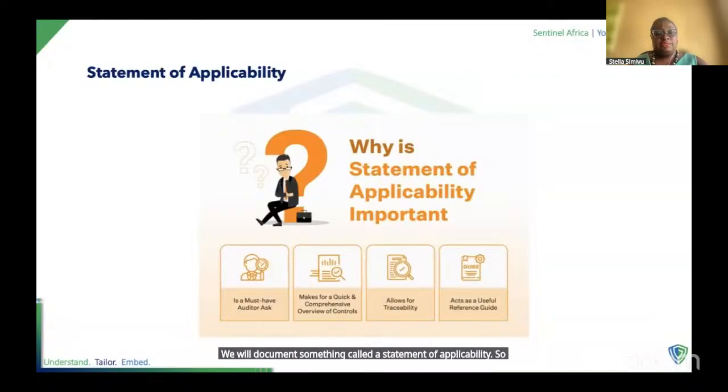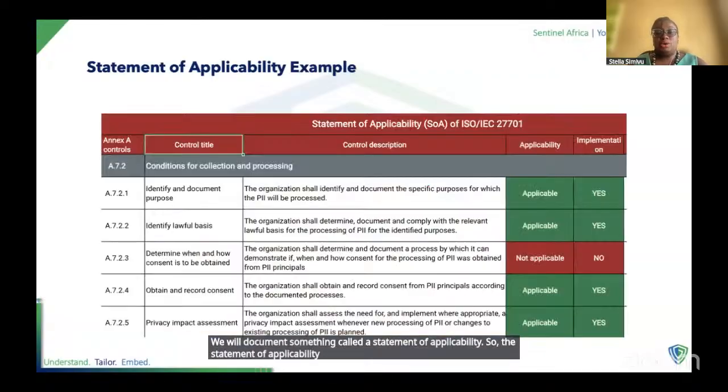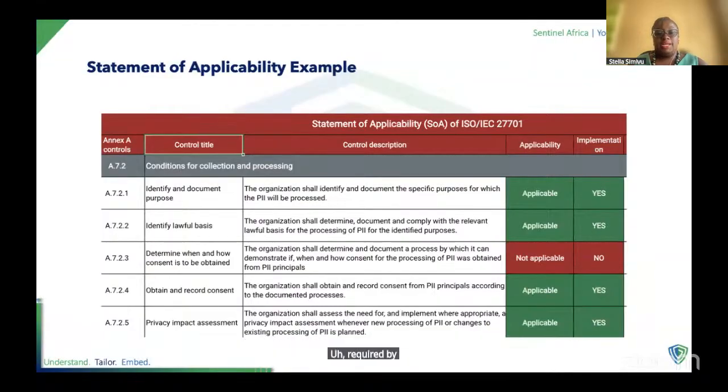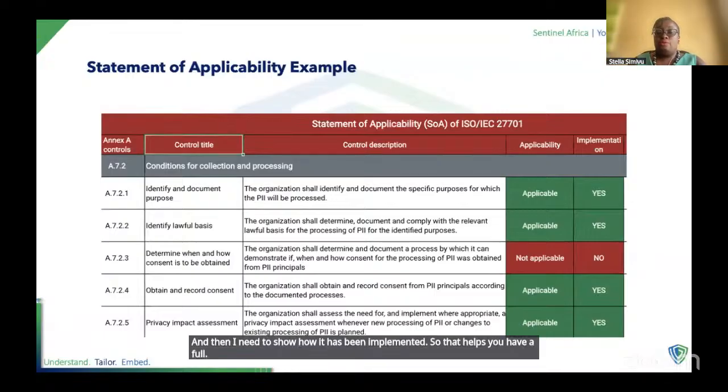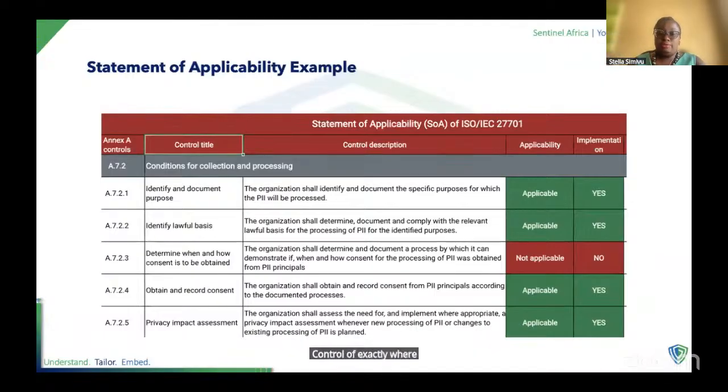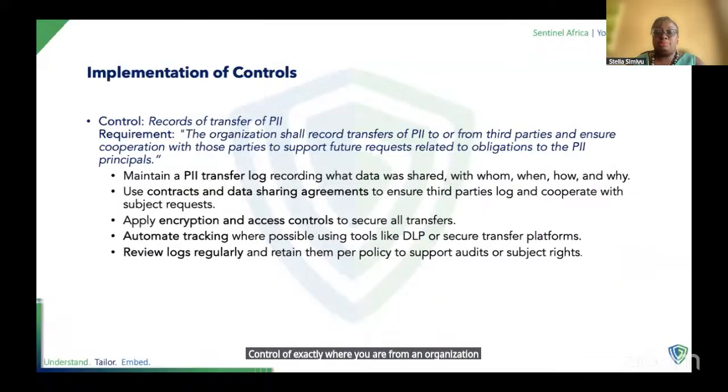Once we have done a risk assessment, we will document something called a statement of applicability. The statement of applicability takes all the controls required by the standard and says, control A.7.2.1, let's say: is it applicable to my organization? Yes or no? And is it implemented? Yes. And then I need to show how it has been implemented. So that helps you have full control of exactly where you are from an organization perspective.